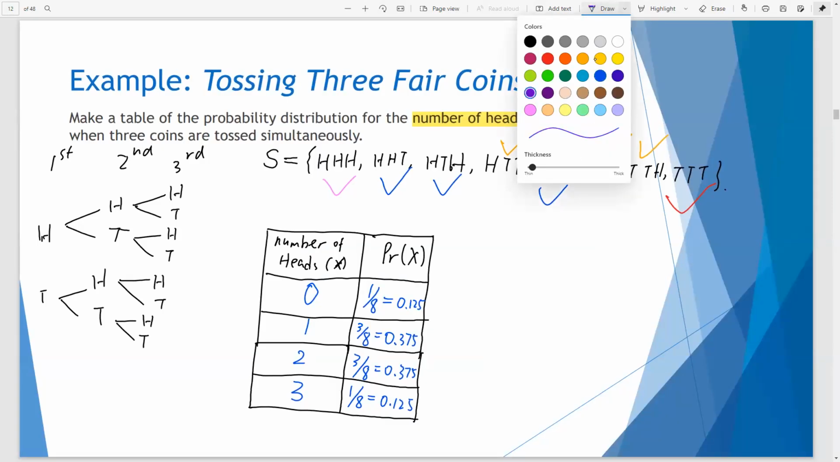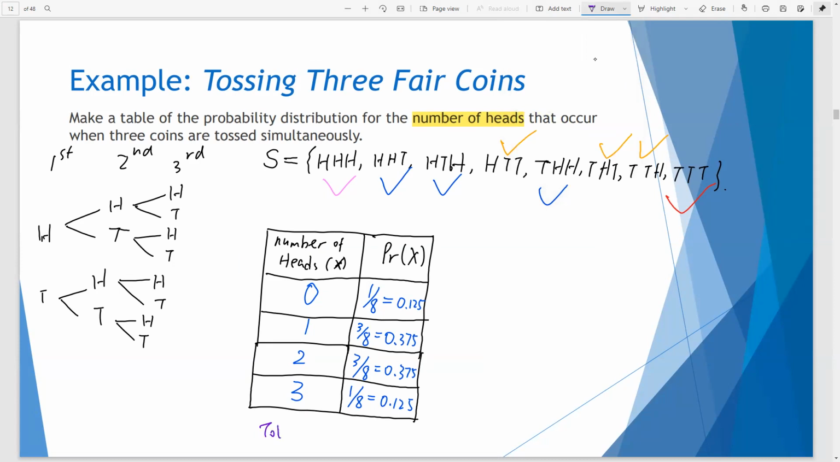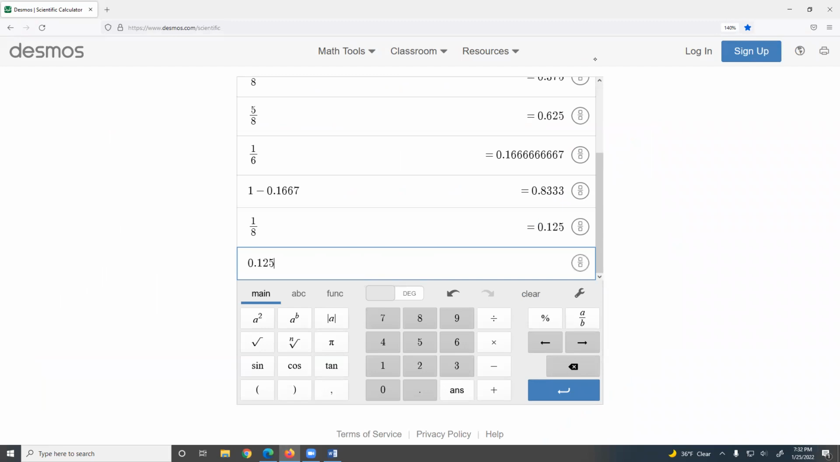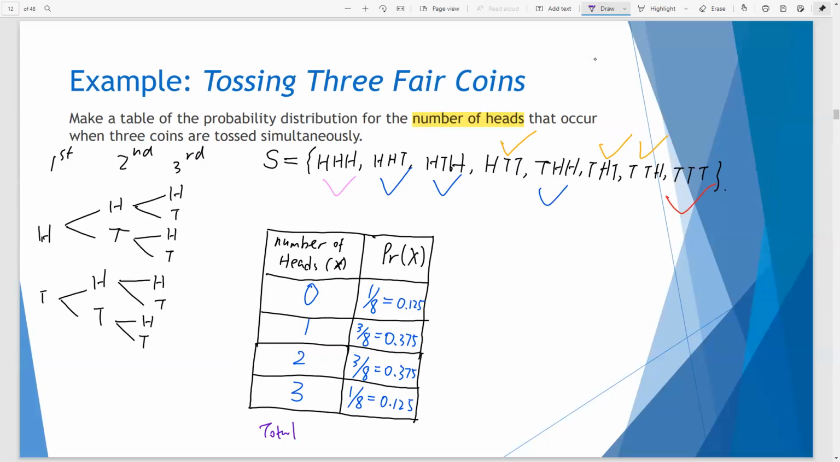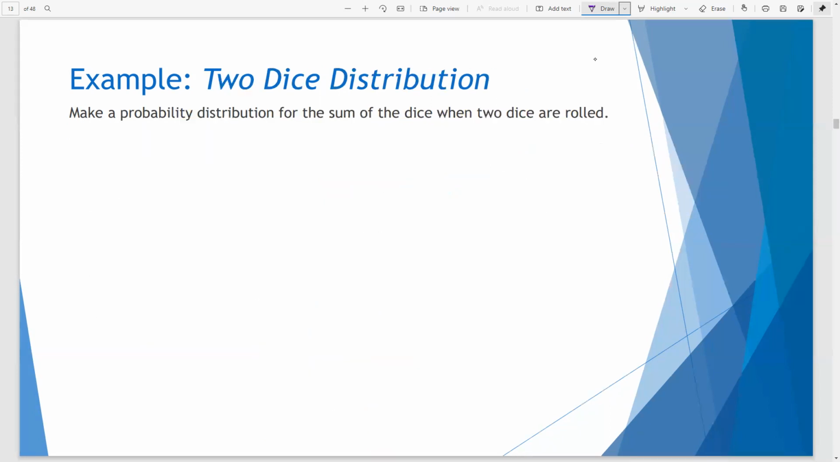Maybe use another color. Total, that's 0.125 plus 0.375 plus 0.375 plus 0.125, that is 1, right? Or even you can add the fractions to show the total is 1. Right, the total is 1.